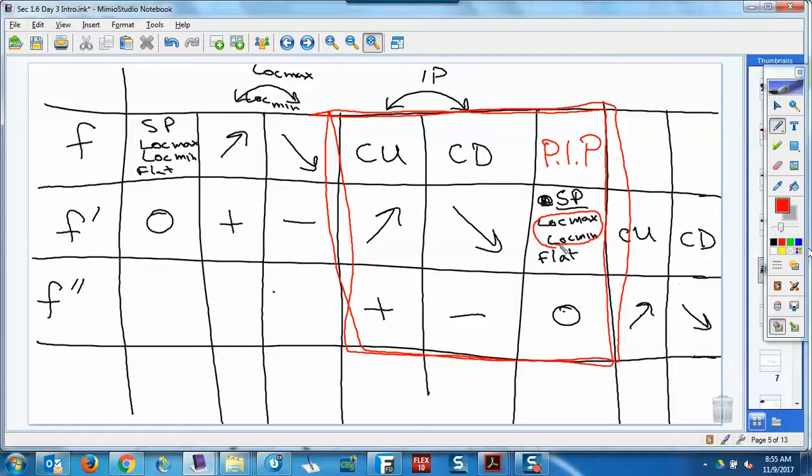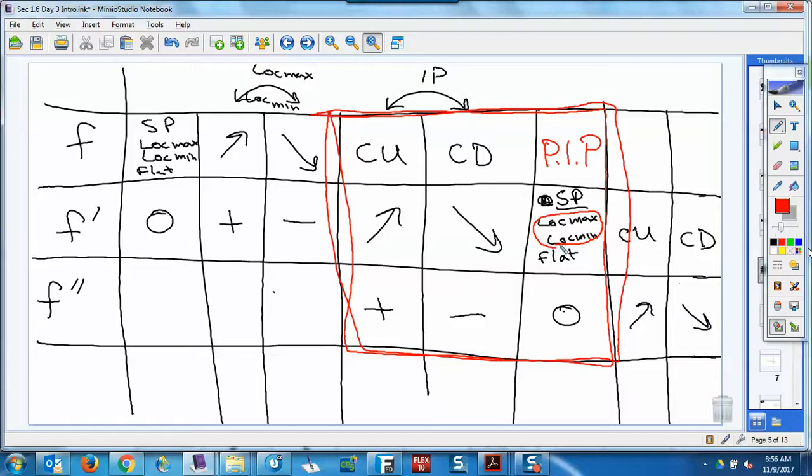So, you get a bigger number for slope, it's a steeper graph. You get a bigger number for f double prime, it's a more concave graph. What does that mean? It curves more. That's basically what you're getting. So, positive second derivative means concave up. Negative second derivative means concave down. And a 0 second derivative means maybe there's an inflection point.